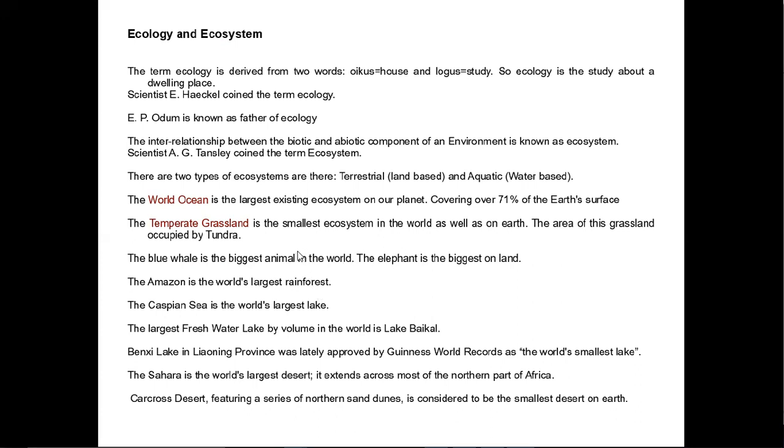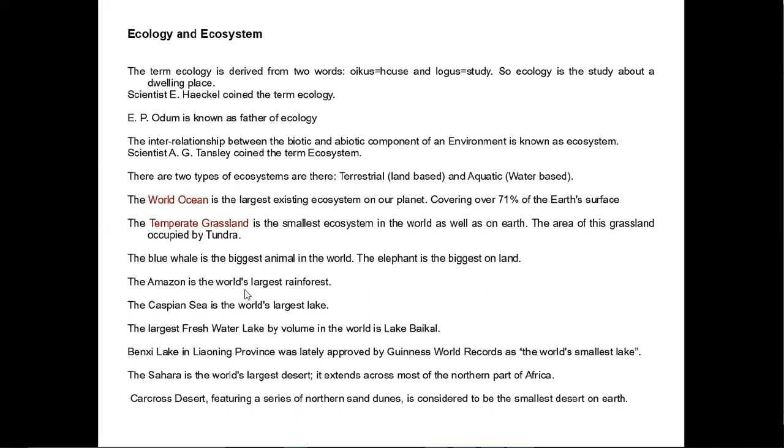Then which animal is the biggest animal in the world? The blue whale is the biggest animal in the world. And if we consider the biggest on land, then it will be the elephant. The elephant is the biggest on land. The biggest in the world is the blue whale, and if the question is the biggest animal on land, it will be the elephant. And the world's largest forest is the Amazon forest.